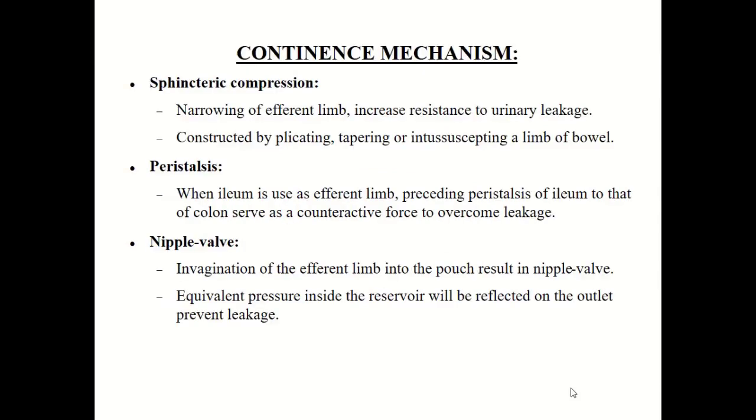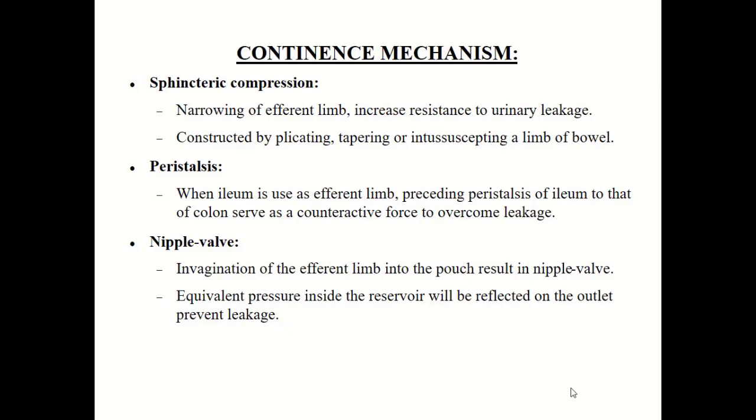Continence mechanisms. Sphincteric compression: narrowing of the afferent limb increases the resistance to urinary leakage, constructed by plicating, tapering or intussuscepting the limb of the bowel. Peristalsis: when the ileum is used as an afferent limb, the peristalsis of the ileum toward the colon serves as a counteractive force to overcome the leakage.